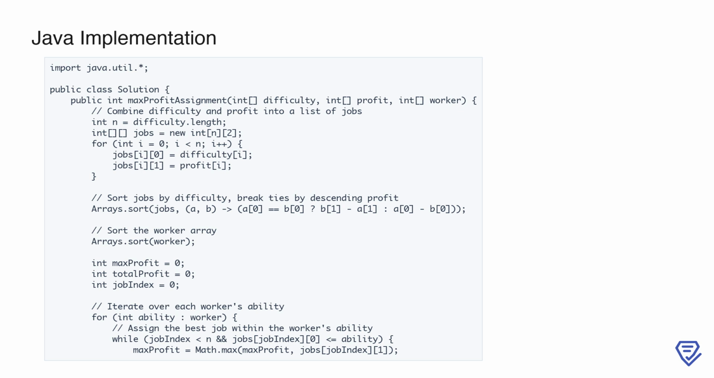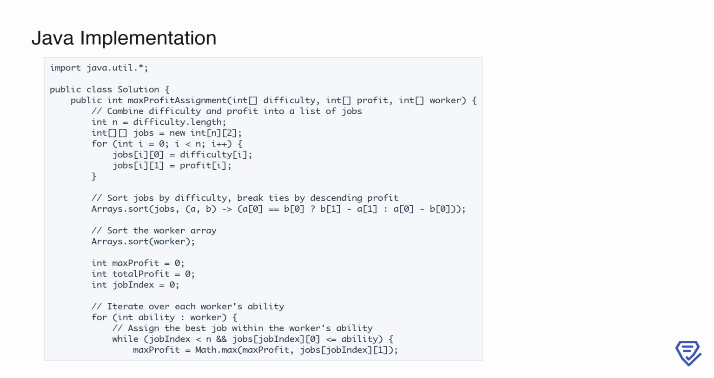Then, we sort the jobs array. The sorting criteria ensure that jobs are ordered primarily by difficulty in ascending order. If 2 jobs have the same difficulty, they are sorted in descending order of profit. This guarantees that for any given difficulty, we always consider the most profitable job first. Next, we sort the worker array to facilitate a systematic allocation of workers to jobs based on their abilities.